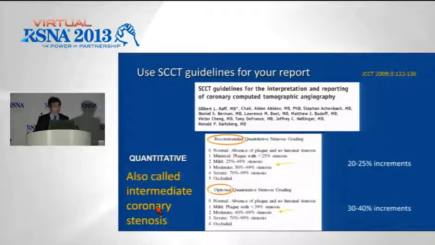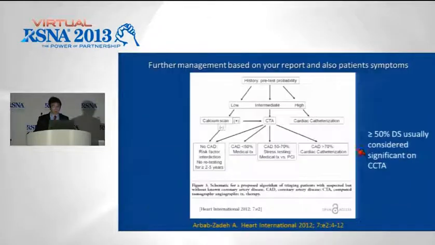These are often called the intermediate coronary stenoses and often give us the most trouble, which I will show you in a few minutes. So obviously, further management of the patient is going to be based on your report, but at the same time also based on the patient's symptoms. Generally, most centers will use 50% diameter stenosis as considered significant or as the cutoff for management. So if you report your CT as 50 to 70%, if the patient is symptomatic with chest pain, etc., they will usually go for some sort of stress testing or ischemic testing.